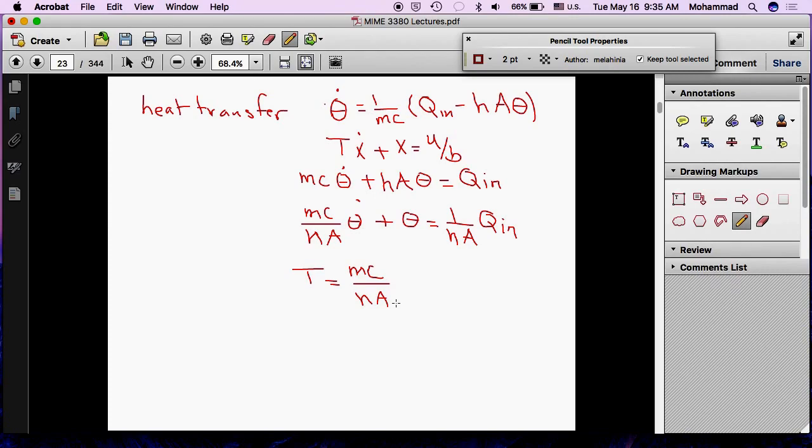So if you want to have a faster heat transfer system, what do you need to do? What are the things that you can do? You can do four things. One is what? Decrease the area. If you decrease the area, what will happen to T? T will go up, which means the system is slower. So if you need to increase the area, again, this is counterintuitive.